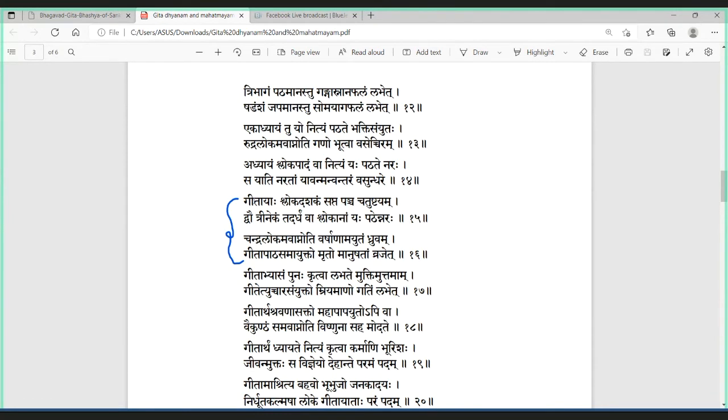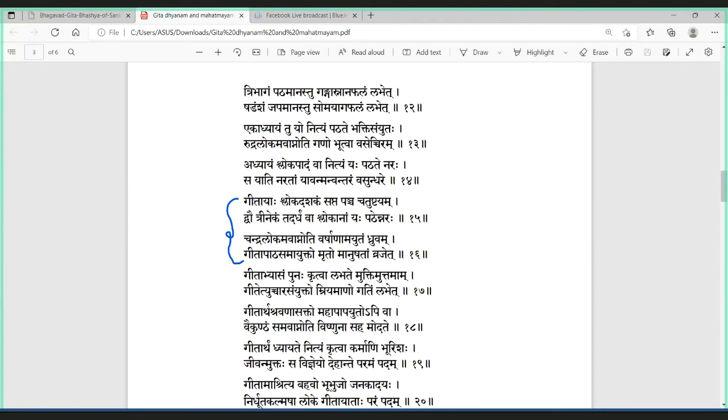If you can't do one chapter, then shloka dashakam, 10 shlokas. Just do any chapter, 10 shlokas. If you can't do 10 shlokas, too much, then sapta, 7 shlokas? No, I can't do 7. Pancha shlokas, 5 shlokas? No, I can't. Chatushtayam, 4 shlokas? Dvau, 2 shlokas? Trinekam, 3, 2, 1 shloka? Tat ardham. From 1 shloka also, half of that 1 shloka.